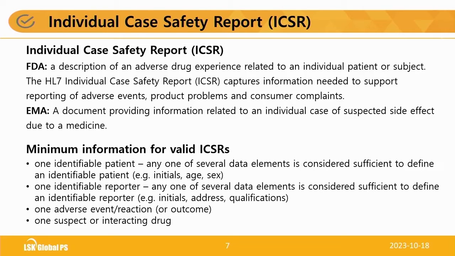So they did want to turn in something, but they didn't have time to fill out the form. So that's why we have minimum information for valid ICSRs. There has to be information on one identifiable patient, one identifiable reporter, what adverse event or reaction or outcome had been observed, and one suspect or interacting drug. It also has to be reported.